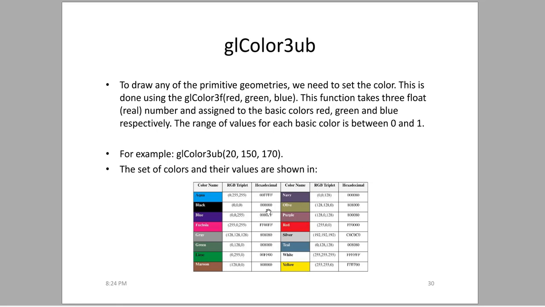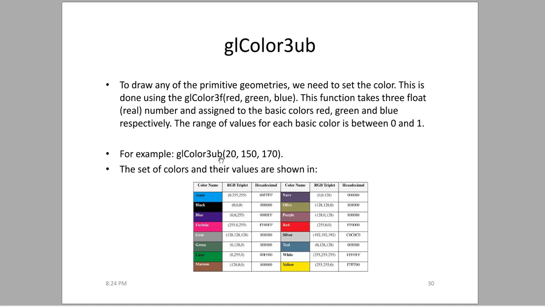So one function is glColor3ub. What is ub? It is unsigned byte. Unsigned byte. So we need a byte, which means up to 8 bits, and in 8 bits we can have a value of what?